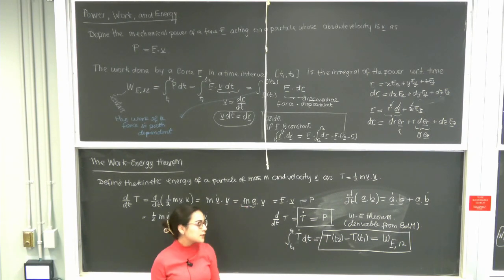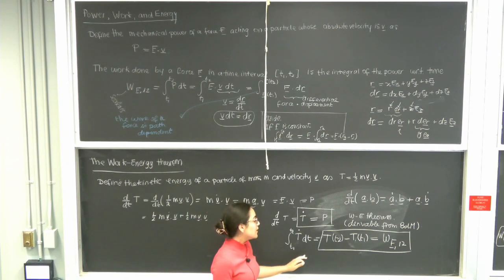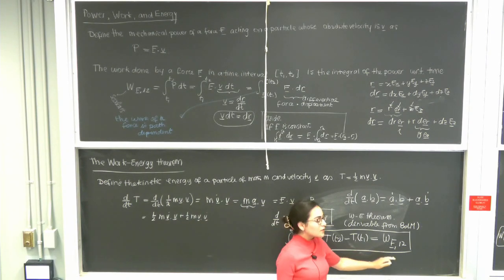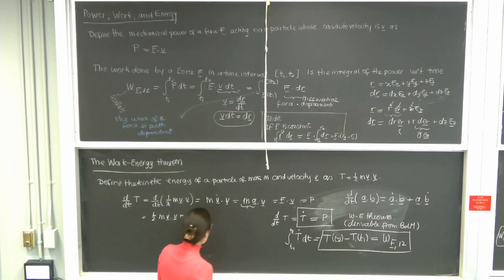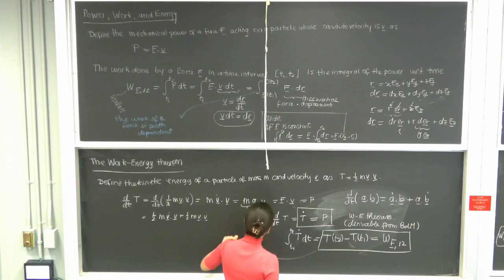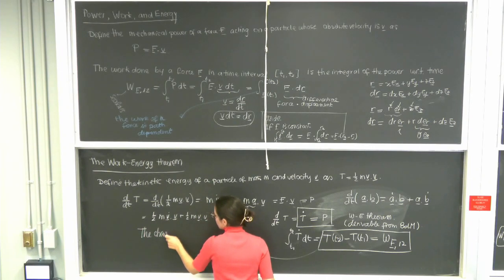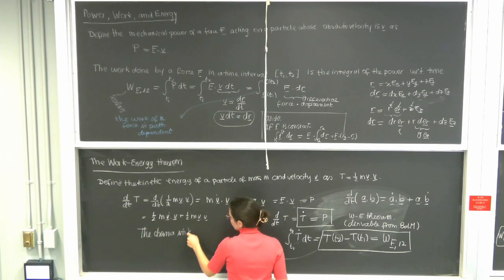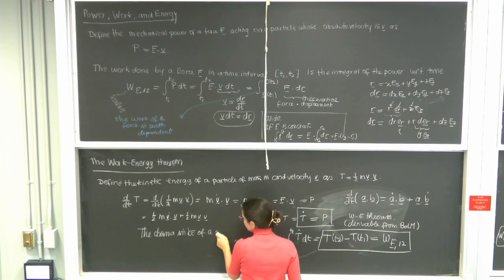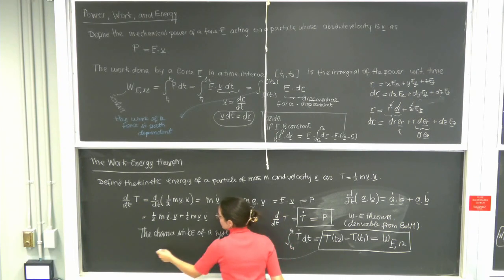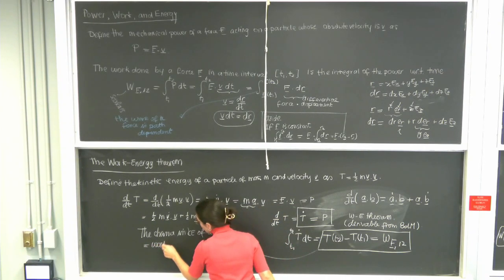I can integrate this to get another form of the same theorem. The change in kinetic energy is equal to the work of the forces. So the change in kinetic energy is equal to the work of the force acting on the system. The change in KE of a system is equal to the work of the forces.